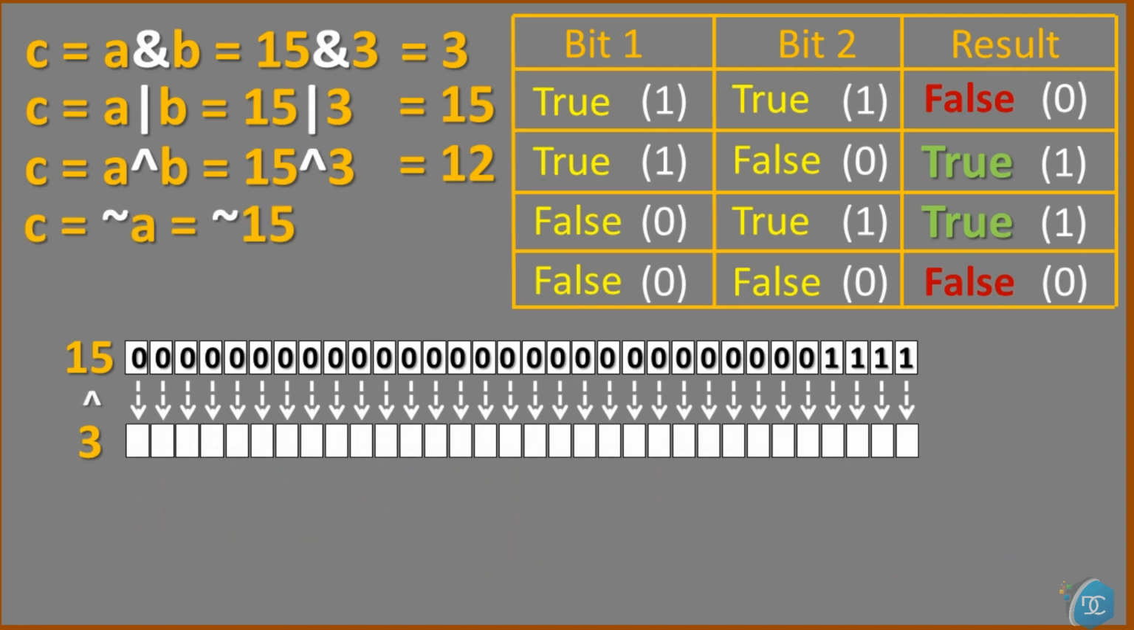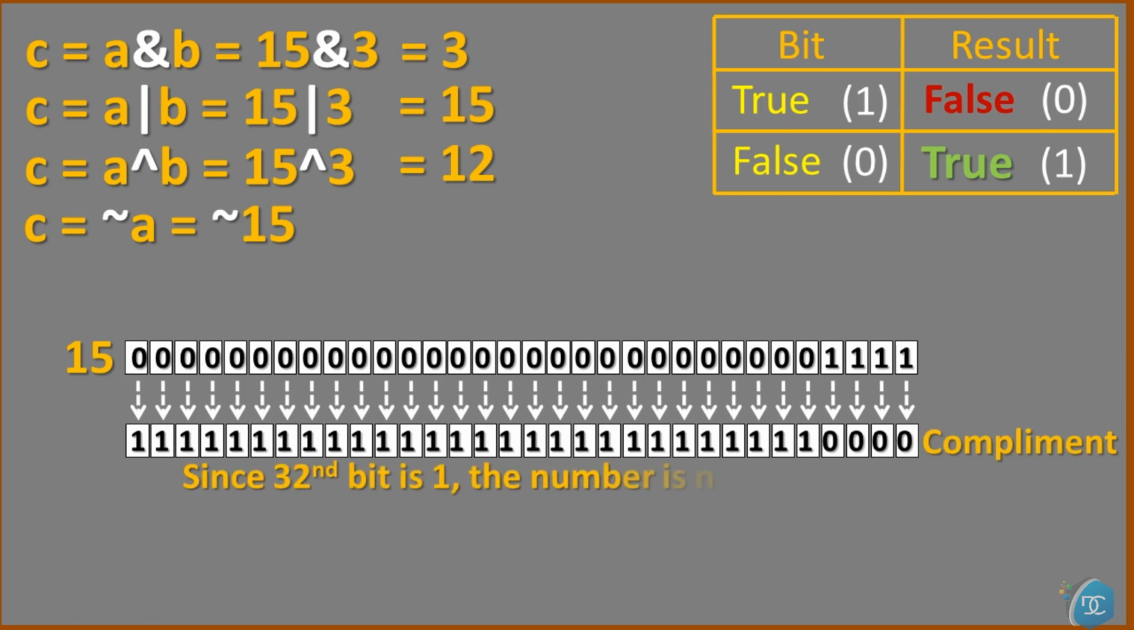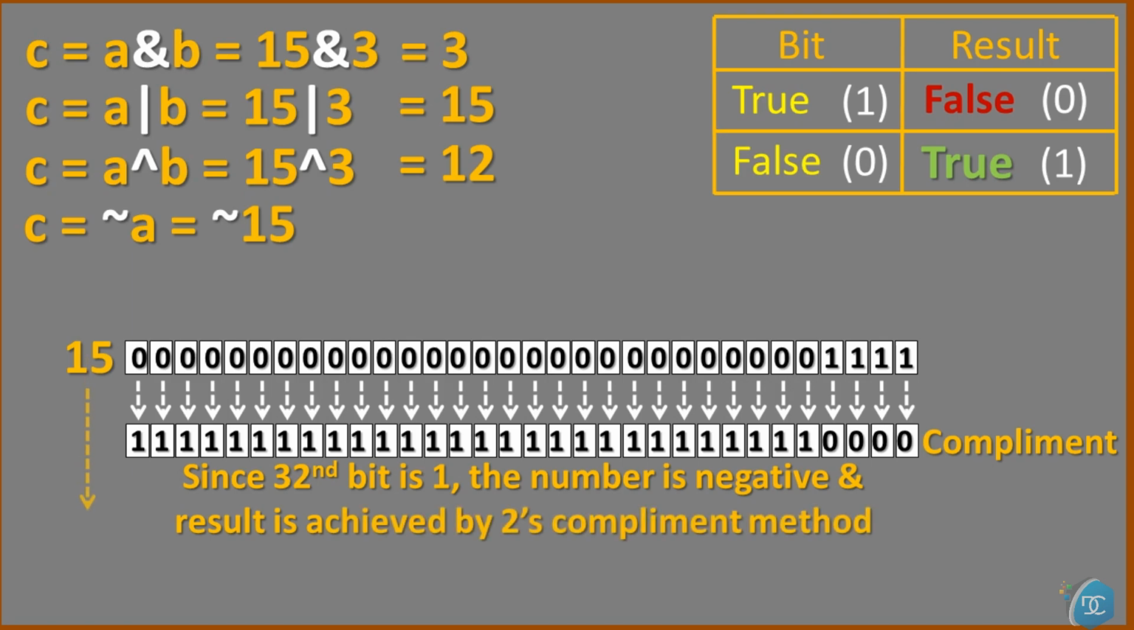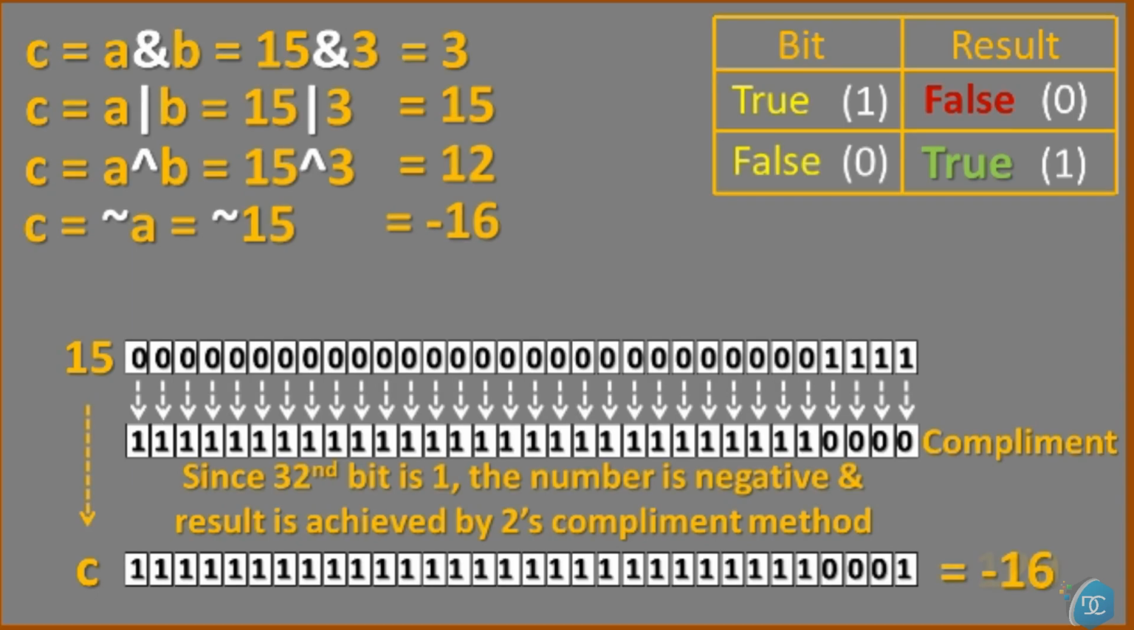Next is the complement operator, in which all the bits are reversed. Well, we do that here, but we also notice that the 32nd bit becomes 1, which means the number is negative. And we will have to get the result by 2's complement method. So we do that and get the answer, which is minus 16. Now the next one is interesting.